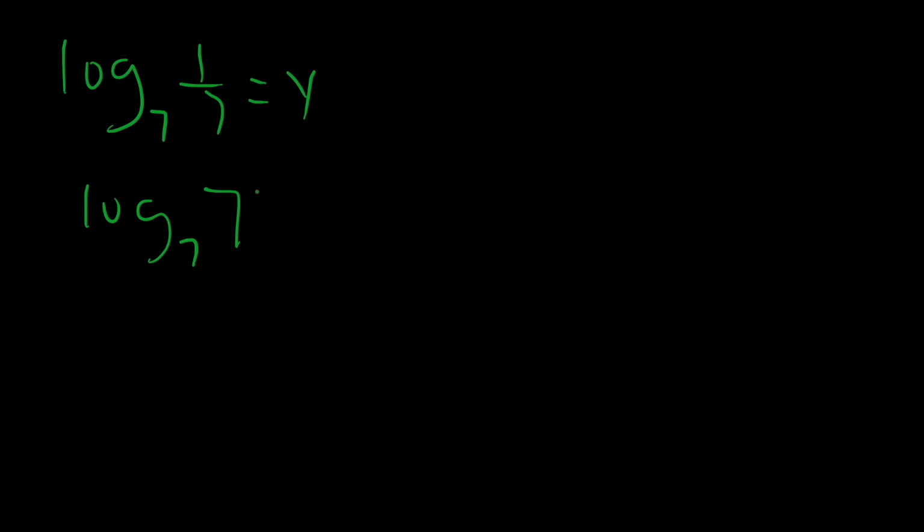Let's do another problem. Log base 7 of 1 over 7 is equal to y. What is the value of y? So 1 over 7 is equal to 7 to the power of negative 1. So you can move negative 1 to the front. And log base 7 of 7 is going to be equal to 1. So y is equal to negative 1.